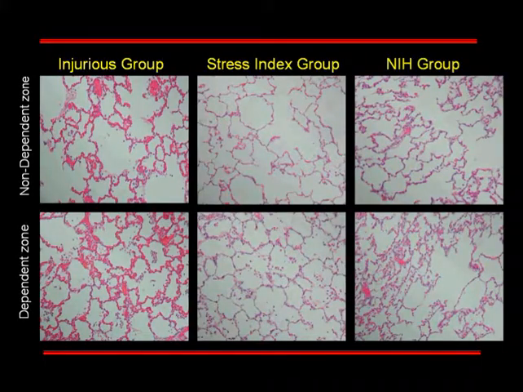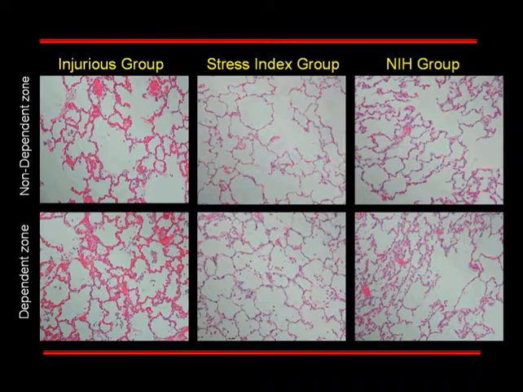And here is the non-dependent and the dependent lung zone in the animals ventilated with a clearly injurious strategy, high tidal volume, no PEEP, and the animals ventilated with 2 protective strategies, the NIH and the stress index. As expected, both the stress index and the NIH were able to protect the lung in the non-dependent zone.